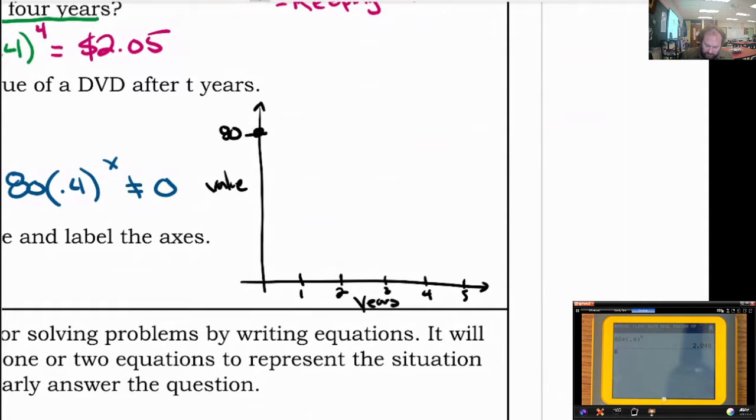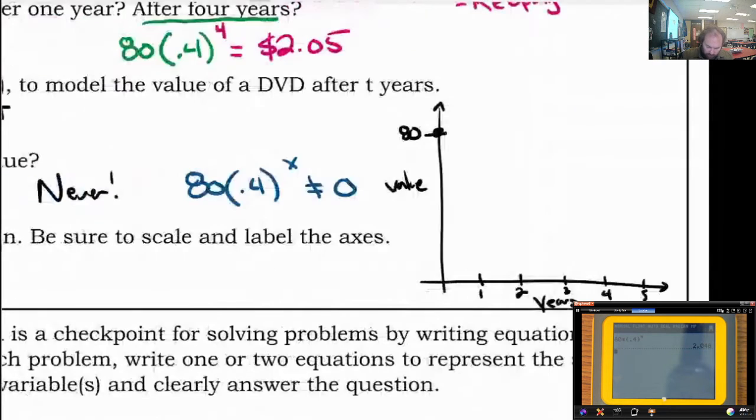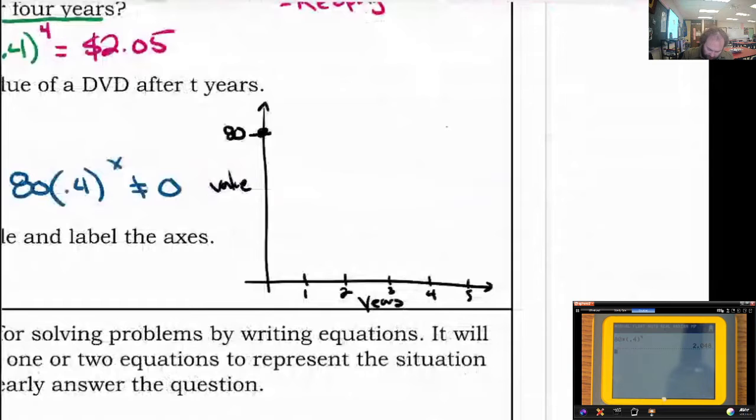We kind of calculated that after the first year it has $32 of value. So if that's 40 right there, 32 is probably a little bit below that. After 2 years, at this point you can kind of just eyeball it. You're just going down by 40% every time. So a little bit less than half, like that. So the graph should look something like this. It's got an exponential decay to it. You can see it's never going to be 0, though.